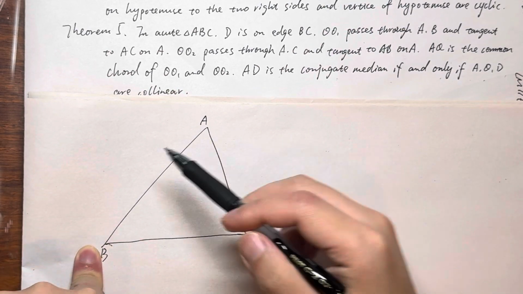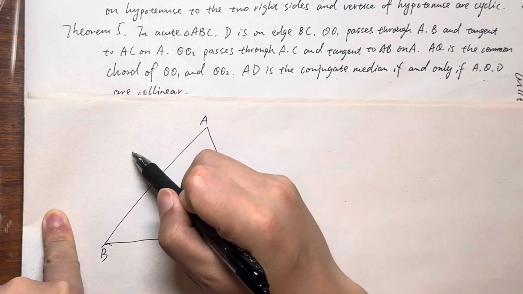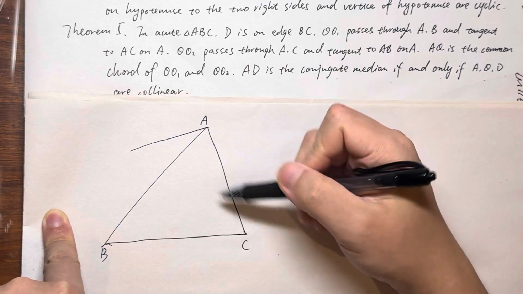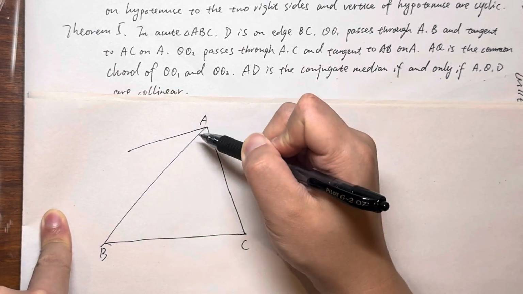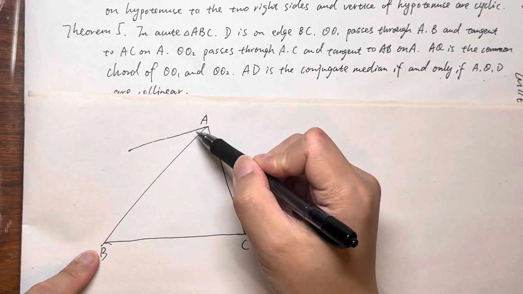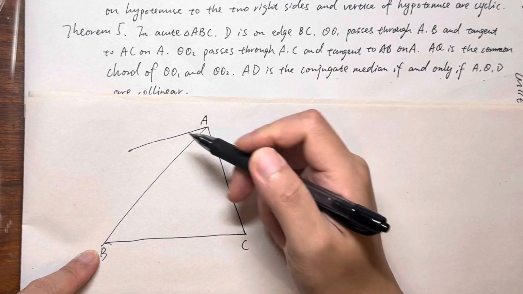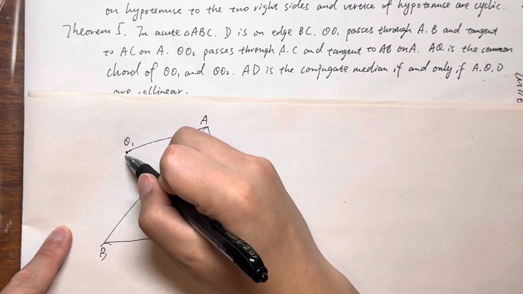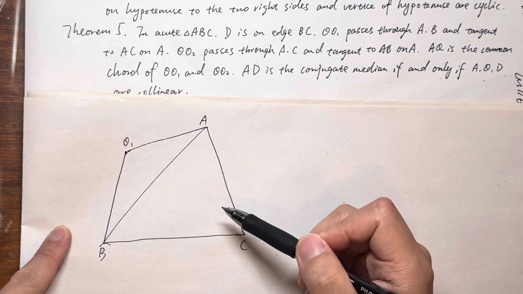That means O1A is perpendicular to AC, right? So we can just find the perpendicular line of AC passing through A, and we find the intersection point of this line and the perpendicular bisector of segment AB. Then we know this would be the center of this circle, right?